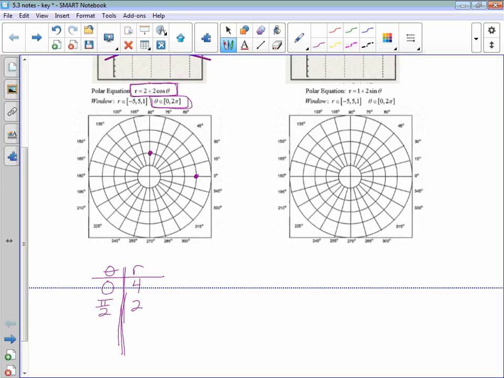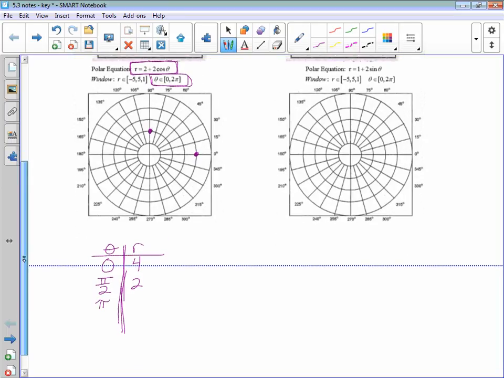All right, then I'm going to plug in pi. What's the cosine of pi? -1. So 2 plus 2 times -1. What do we get? 0. Okay. So you go 0 and travel pi. It doesn't really matter how far you travel. You're at 0. You're like at the pole.